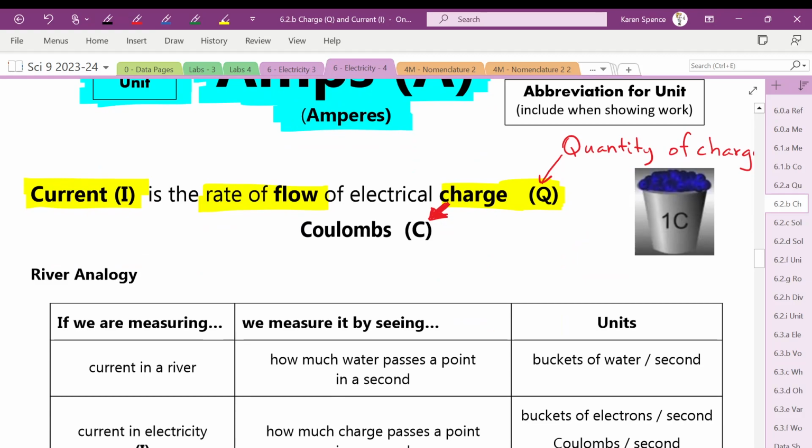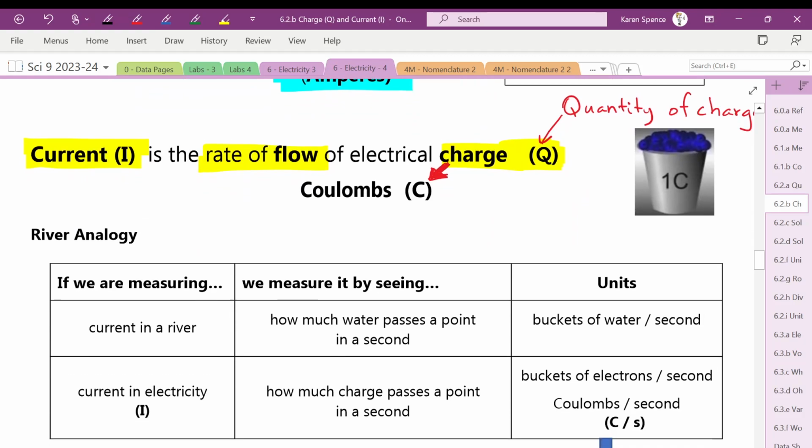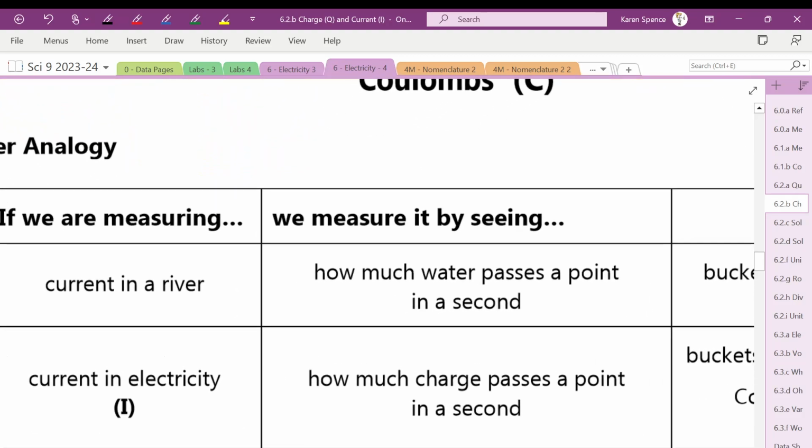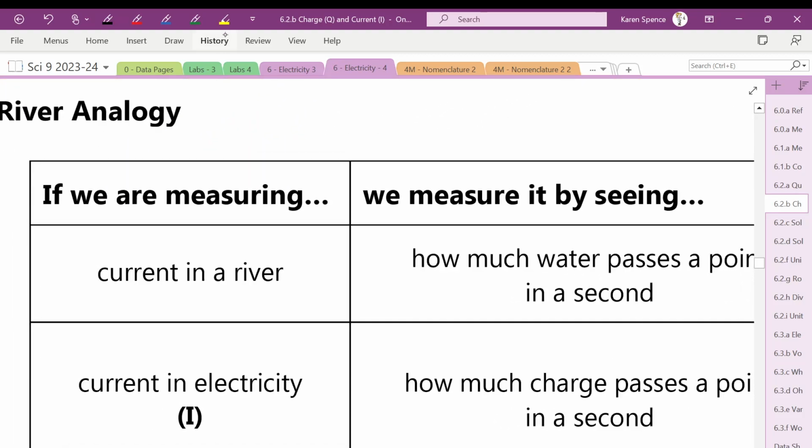So here's our little river analogy. If we are measuring the current in a river, the blue liquid, it's copper. Oh, look, it's CuCl2. Can you tell me the name of that compound? It's copper chloride. What kind of copper? Copper what chloride?